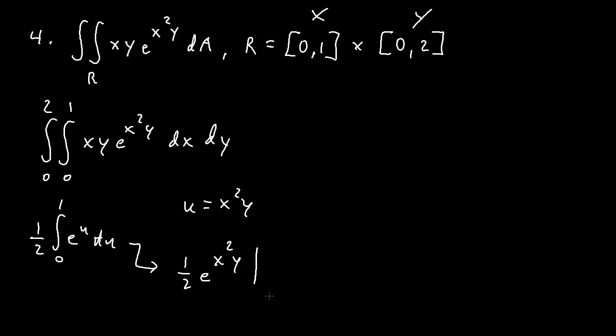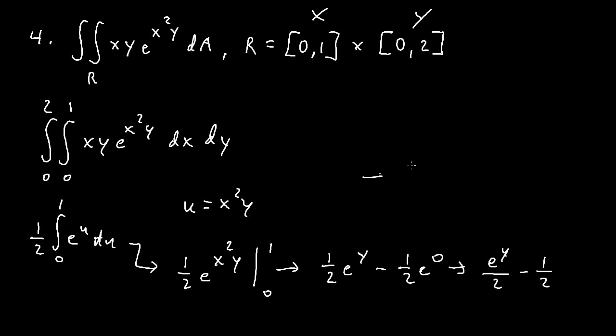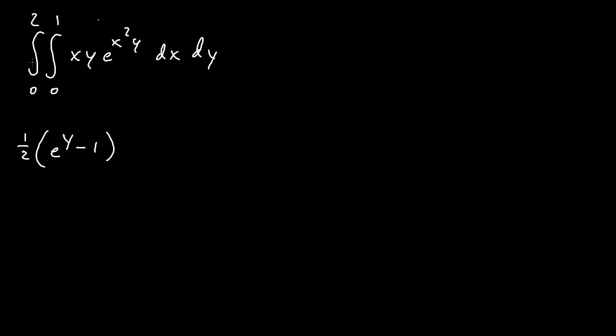And then we're going to go ahead and evaluate from the x bounds of 0 to 1. So if I go ahead and plug in 1 for x, we'll get 1/2 e to the 1 squared times y, just y, minus when I plug in 0, we get 1/2 times e to the 0. E to the 0 is 1, 1 times 1/2 is 1/2. So we'll get e to the y over 2 minus 1 over 2. So I'll just go ahead and rewrite it as 1/2 times e to the y minus 1. So now that I have found the inside integral, let's go ahead and solve for the outside integral.